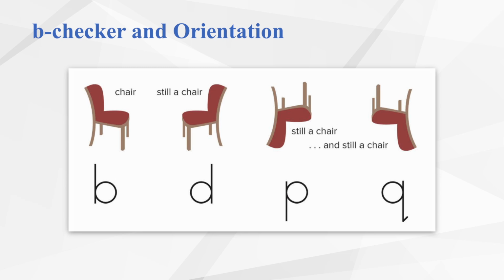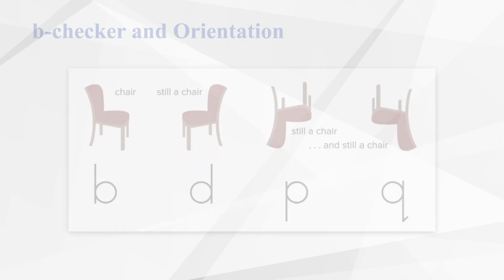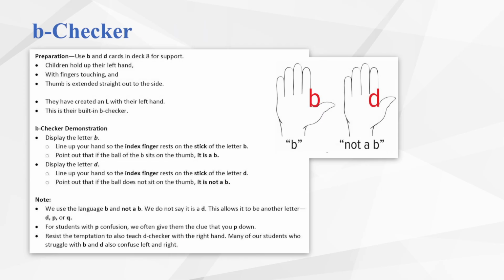Due to this, these four letters can be problematic for students. B and D cause the biggest problem. We have a tool to support students in differentiating B and D. We teach students to use their B checker. Their B checker is their left hand, which they will use to line up to identify if the letter they're looking at is a B. If it's a B, they simply respond B, or recognize that it is a B and produce the sound.